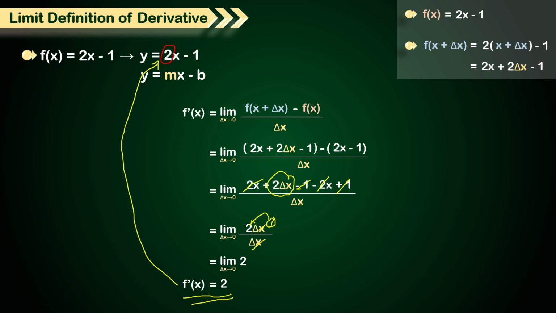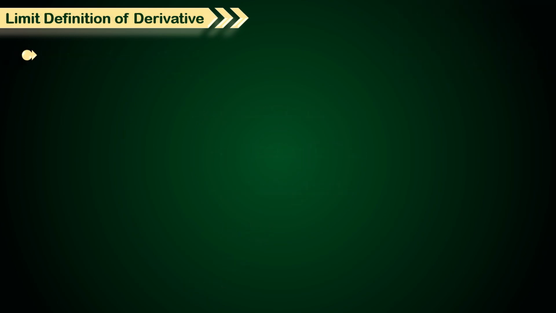Another example: find the derivative of g of x equals 3 minus x. Similar to the first example, the function can be written as y equals 3 minus x.